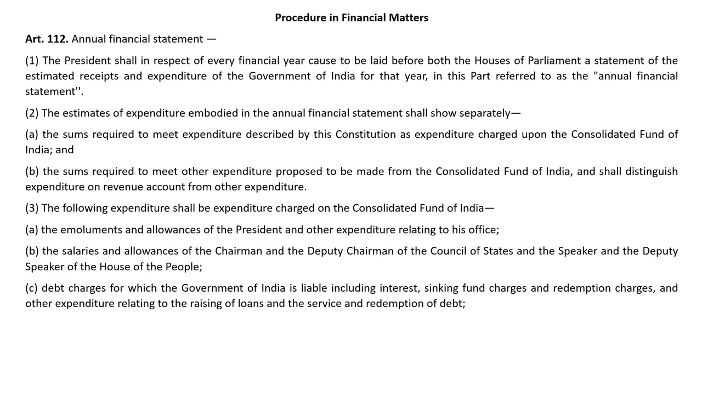The estimates of expenditure embodied in the Annual Financial Statement shall show separately the sums required to meet expenditure described by this Constitution as expenditure charged upon the Consolidated Fund of India, and the sums required to meet other expenditure proposed to be made from the Consolidated Fund of India, and shall distinguish expenditure on revenue account from other expenditure.